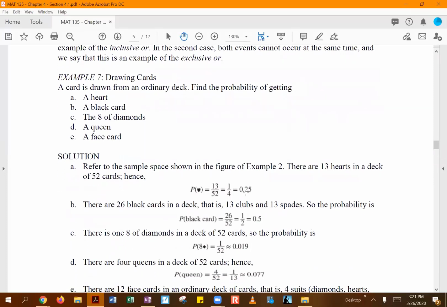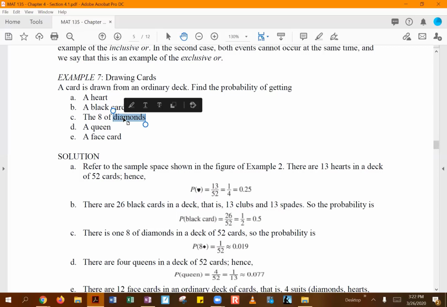So we're drawing a card from an ordinary deck. They want to know what's the probability that the card we select is a heart. So remember, there are 13 heart cards in a deck. So that will be 13 out of 52. Reduce that fraction, you get 1/4 or 0.25 as your probability. They want to know what is the probability of getting a black card. So remember, that can be either diamonds or spades. So that's a total of 26 cards. And since it's a total of 26, that's going to be 26 out of 52 or 1/2, 0.5 as your probability.